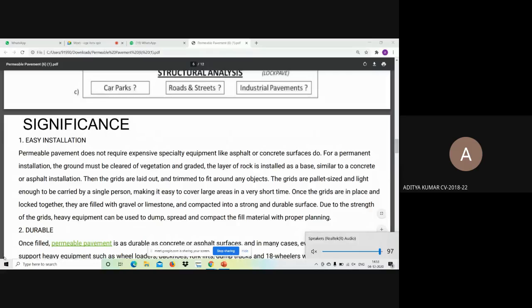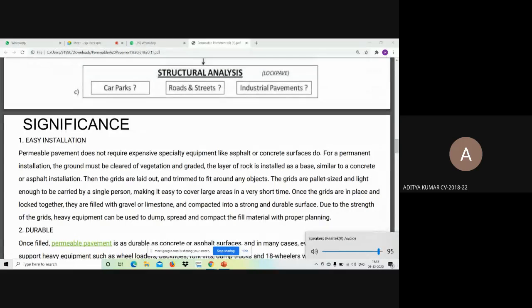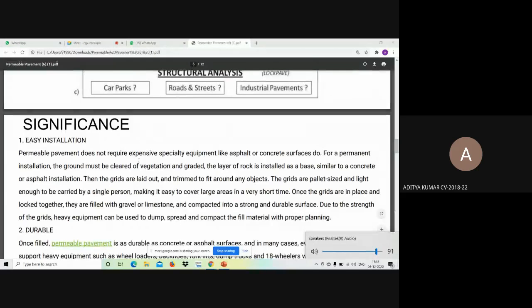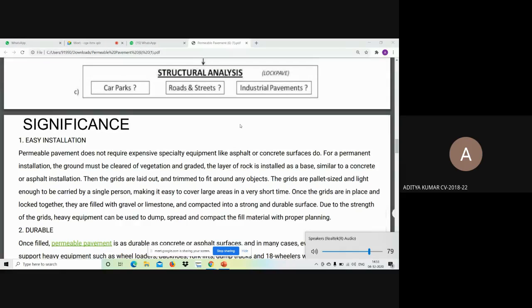The first one is that it is easy to install. It doesn't require expensive equipment such as for asphalt or concrete, so it's cheaper, as this pavement is easy to carry out. Grids required to be laid out are light enough to be carried by a single person. So it's easy to install.